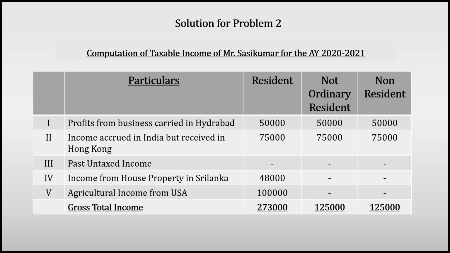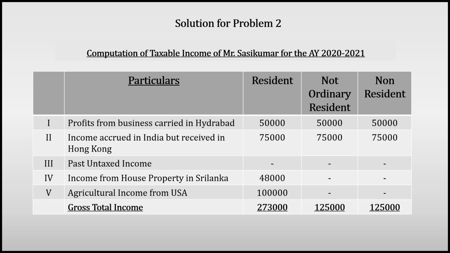The fourth one is income from house property. It is situated in Sri Lanka. So because Sri Lanka is a foreign country, we treat it as a foreign income. It is not a business or a profession, it's an income from something else, income from other sources. And so we consider it as a foreign income, and it will be taxable only for a resident. So we put 48,000 only in the resident column. In the other two columns you put a dash.